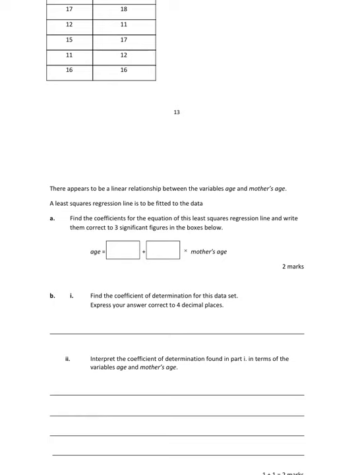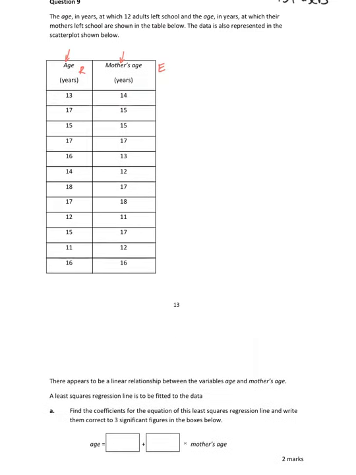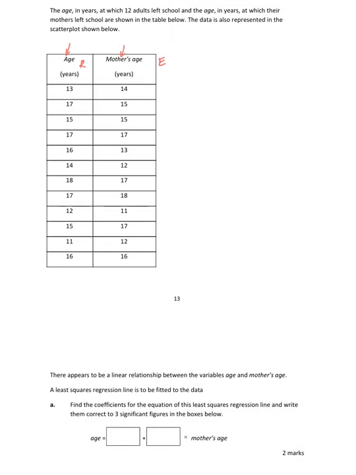The question: there appears to be a linear relationship between the variables age and mother's age. A least squares regression line is fitted to the data. Find the coefficients for the equation of this least squares regression line and write them correct to 3 significant figures in the boxes below. So I've done this skill before. Just lists and spreadsheets. I'll control N just to clear everything, just to make sure I don't get any mistakes.